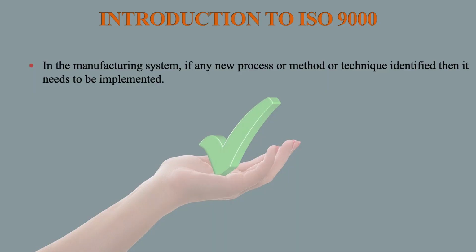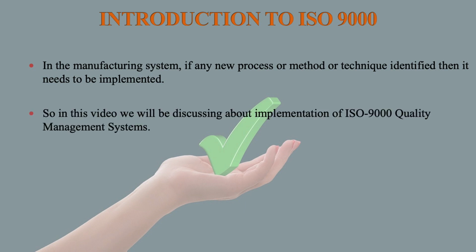Introduction. In the manufacturing system, if any new process or method or technique is identified, then it needs to be implemented. So in this video, we will be discussing the implementation of ISO 9000 quality management systems.